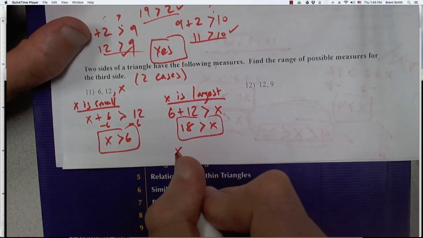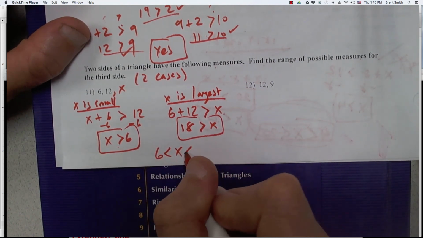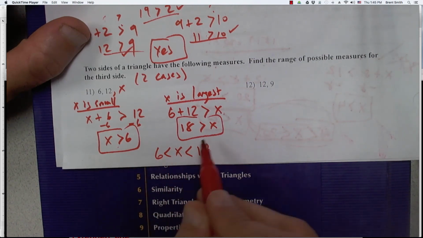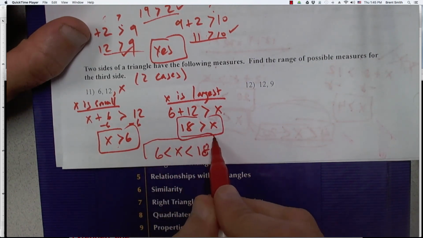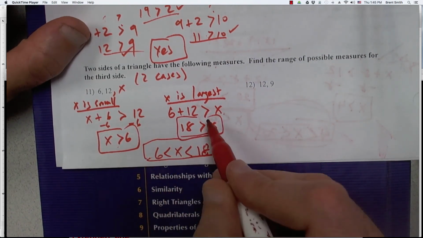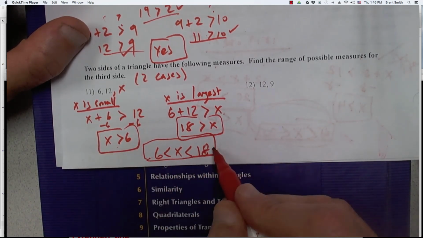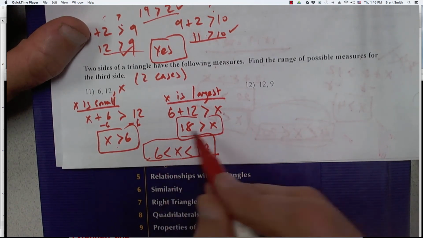And so again, we could write this like x in a row. So from x's perspective, x must be greater than 6, and yet x must be less than 18. So we can think of it like 18 doesn't work, 6 doesn't work, 5 doesn't work, 4 doesn't work, 3 doesn't work, 19 doesn't work. Anything in between 6 and 18 will work.